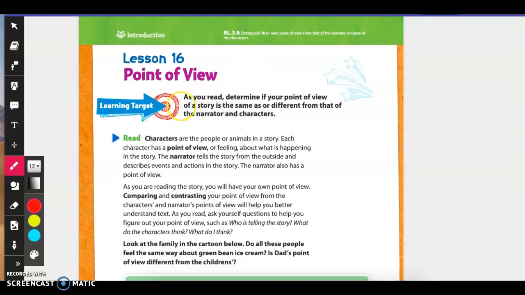So today it says that as we read, we're going to determine if your point of view of the story is the same or if it's different from that of the narrator and the characters. So we're going to really focus on how the characters or the narrator feels about a topic and then how you feel about the topic as well.